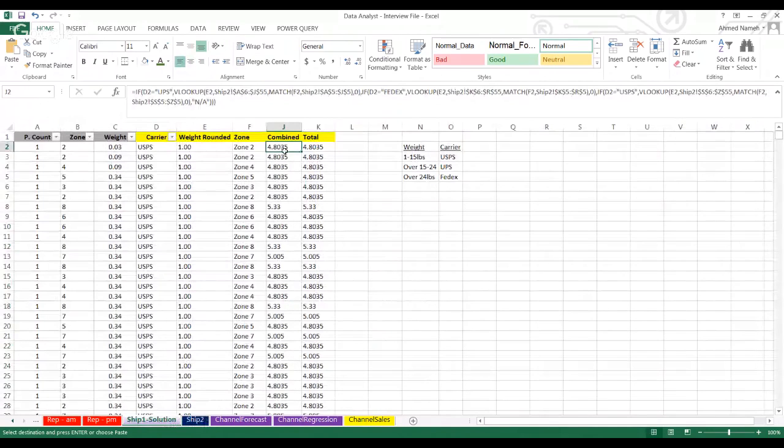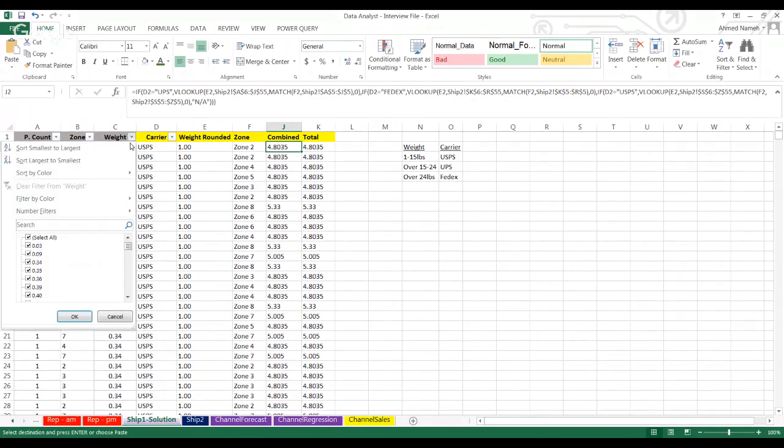Moving on, if as opposed to UPS it's FedEx, then we're going to look at the FedEx block. And if it's not FedEx, if it's USPS, then we're going to be looking at the USPS block. So it was a bit of a long formula. As I said, it required using nested IF statements, VLOOKUPs, MATCH. It's really important to validate your information once you've established formulas of this length.